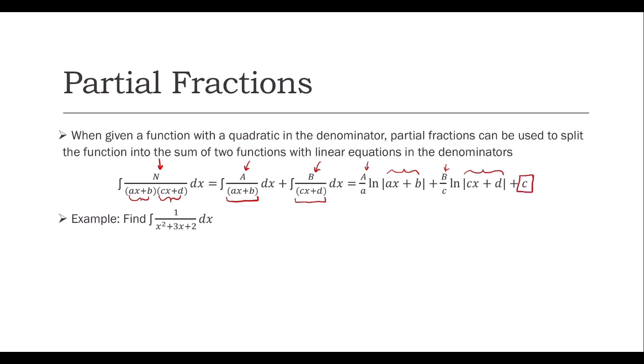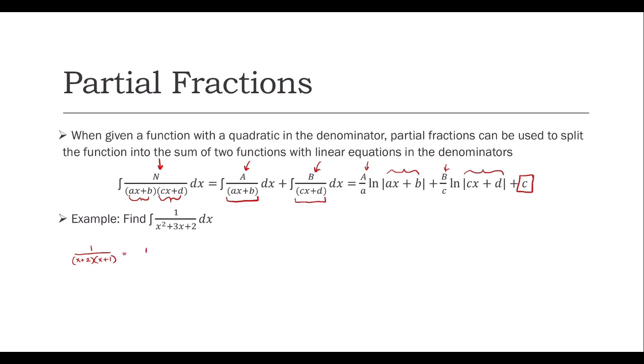So for this example, it says find the integral of 1 over x squared plus 3x plus 2 dx. So we have a quadratic in the denominator. So first we're going to split this 1 over x squared plus 3x plus 2 into two fractions. So we can factor x squared plus 3x plus 2, and it's going to be x plus 2, x plus 1.